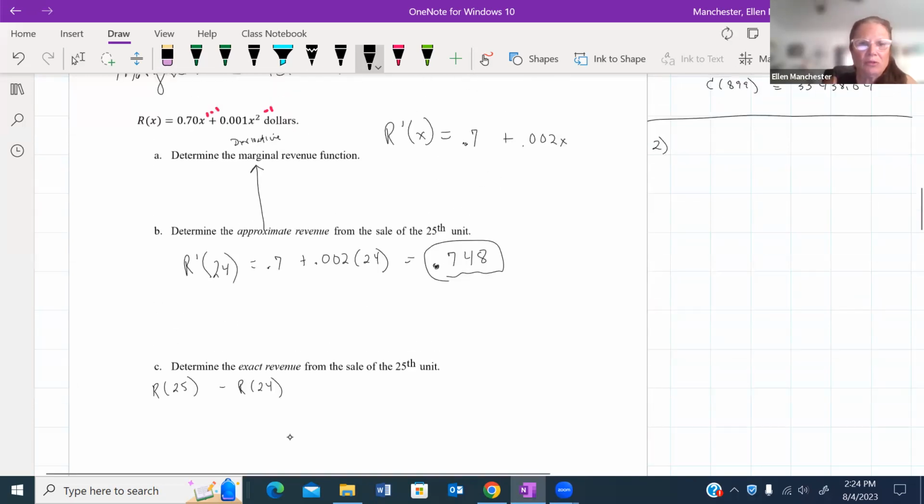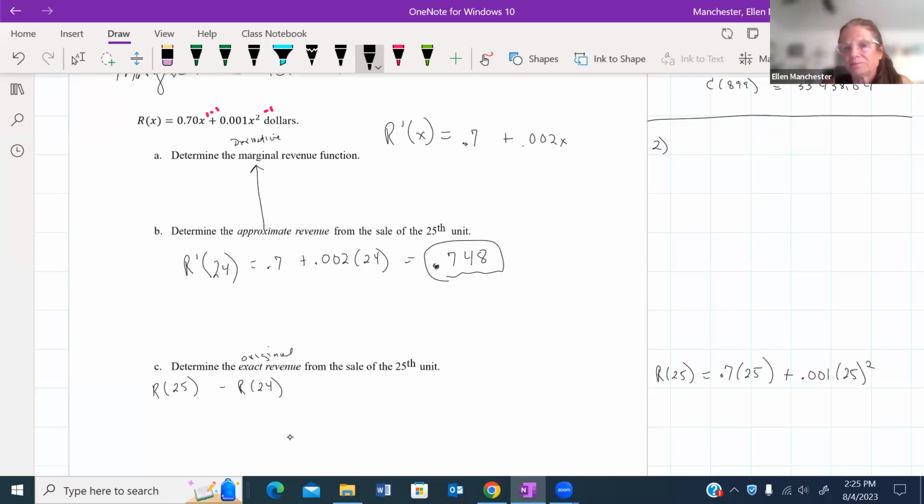So I plug in my 25. I'll do this over here. So R of 25, my revenue at 25 is 0.7 times 25 plus 0.001 times 25 squared. Notice with the exact, I am using the original function. Exact, you use the original. Approximate, you use the marginal. Okay, so here we go. 25 squared times 0.001. So I'm doing order of operations. That's why I'm working this way. And then 0.7 times 25.